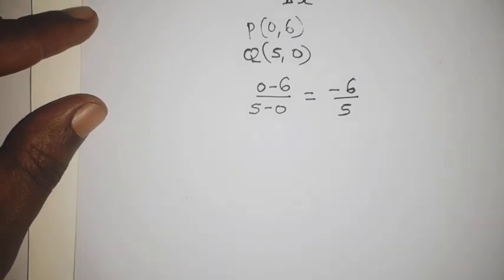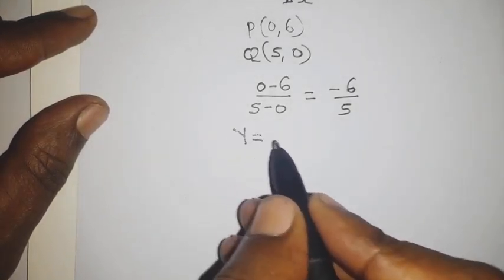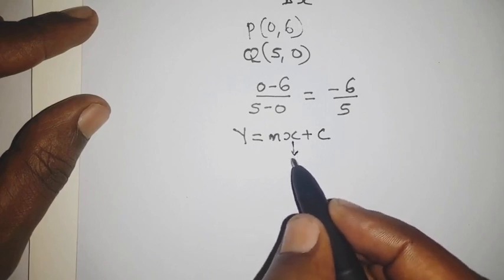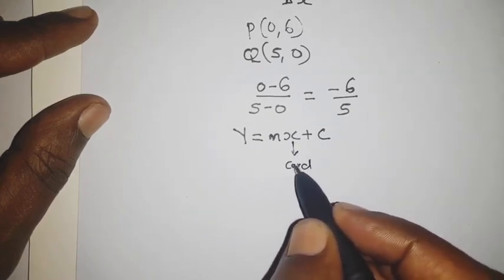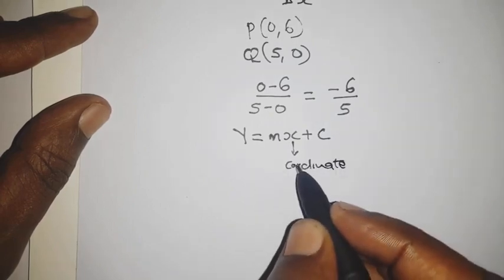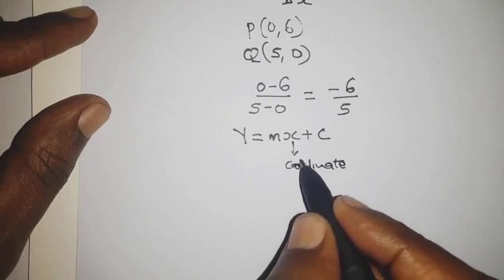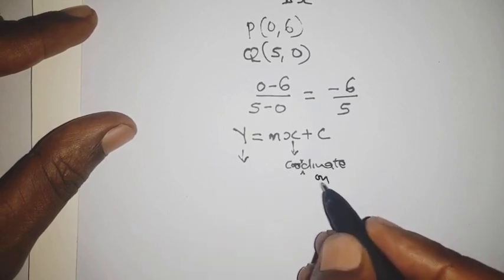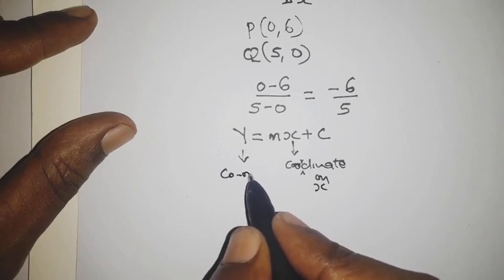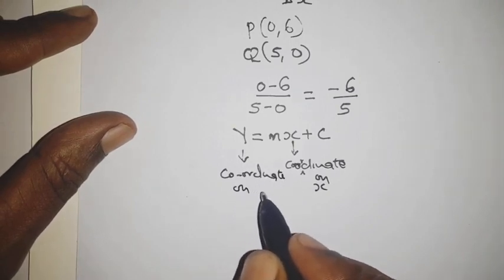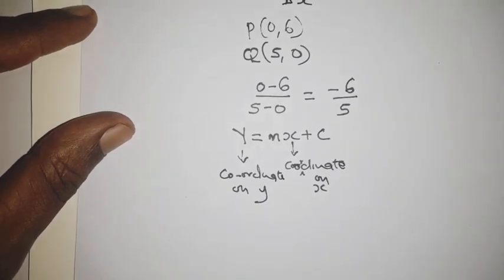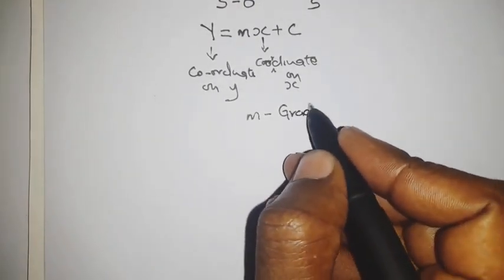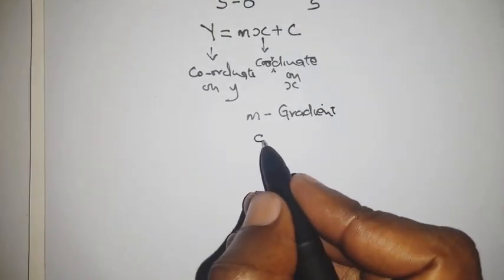Now, we all know that the equation of a straight line is given by y equals mx plus c, where x is the coordinate on the x-axis, y is the coordinate on the y-axis, m is the gradient, and c is the intercept.